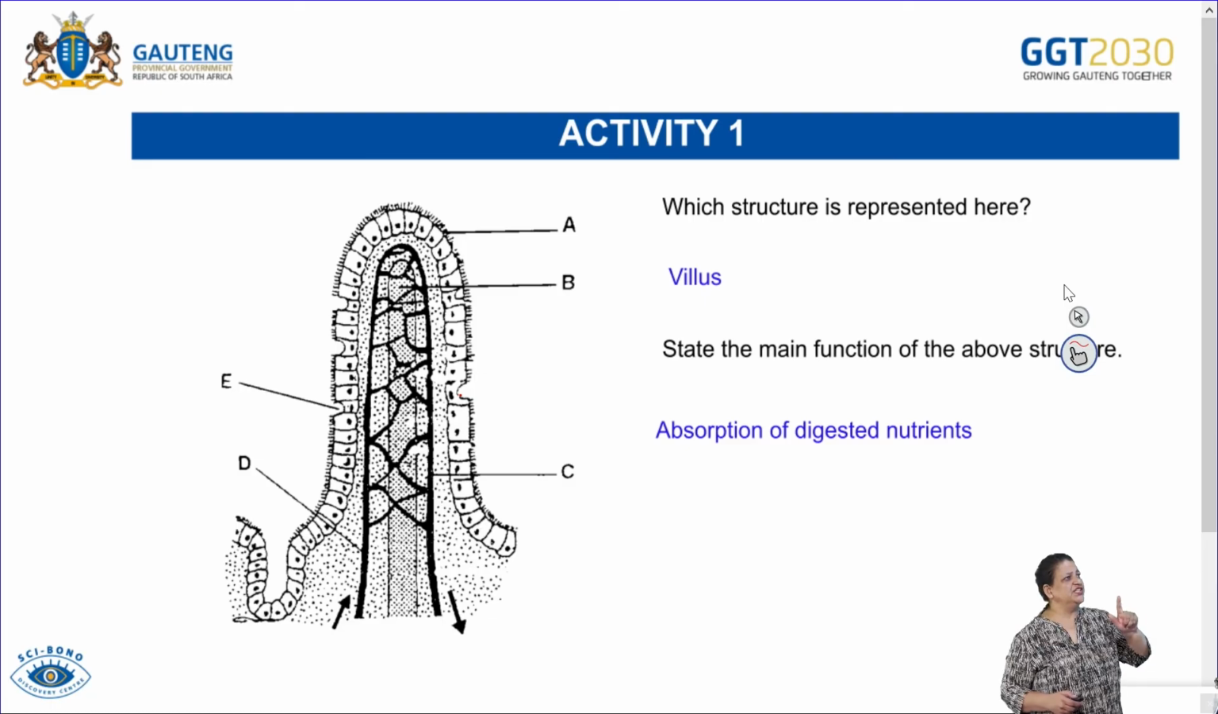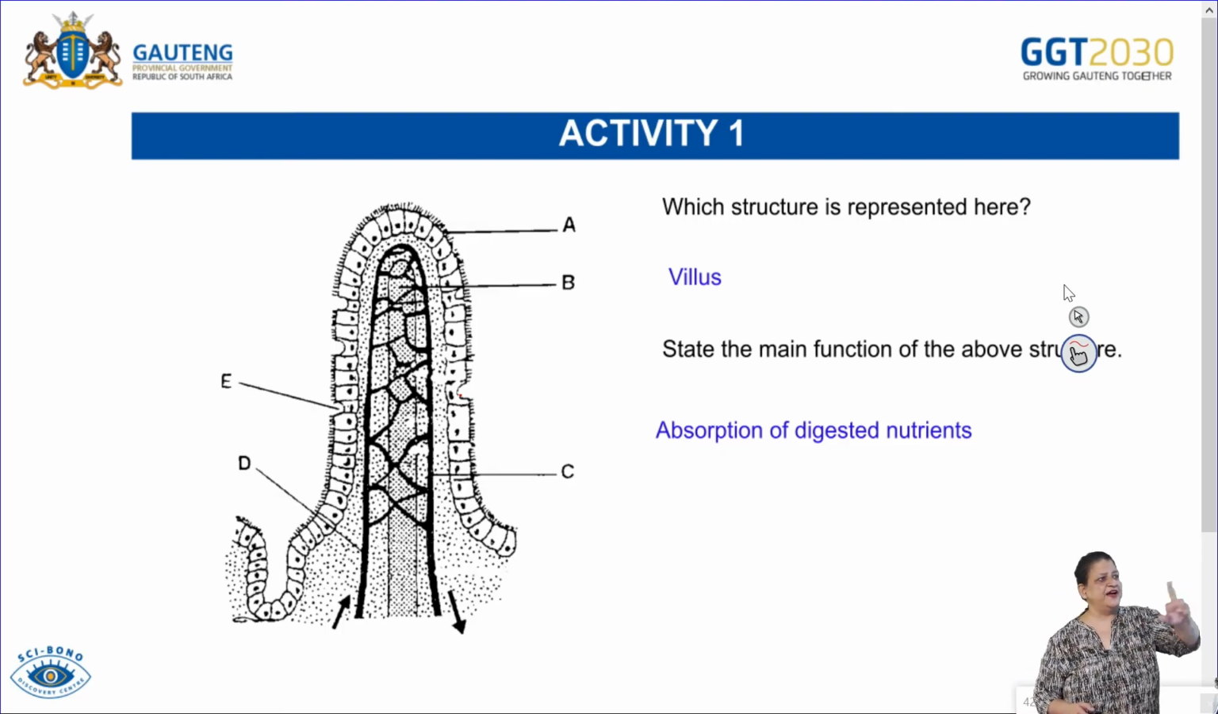So which structure is represented here? This is a finger-like structure called the villus. One villus, many villi. State the main function of the above structure. It absorbs all your digested food.